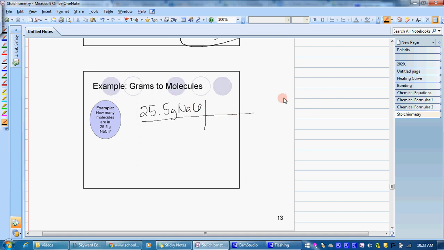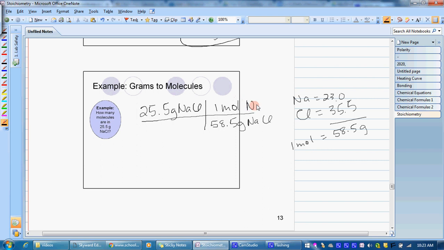So we need to look up our atomic mass for sodium. Sodium is 23.0. We look up chlorine. Chlorine is 35.46, so we round that to 35.5. So again, remembering that 1 mole is equal to these 2 added up, so this is 58.5 grams is equal to 1 mole. Okay, so here we know our 58.5 has to go on the bottom because we want our grams of sodium chloride to cancel out, and our 1 mole will go on top, and that will give us our answer in moles. Okay, so we'll do that division and get our answer in moles.